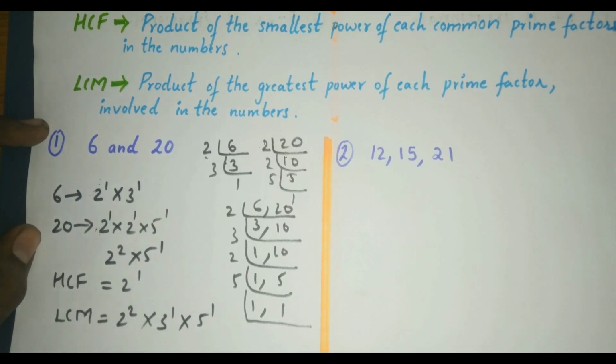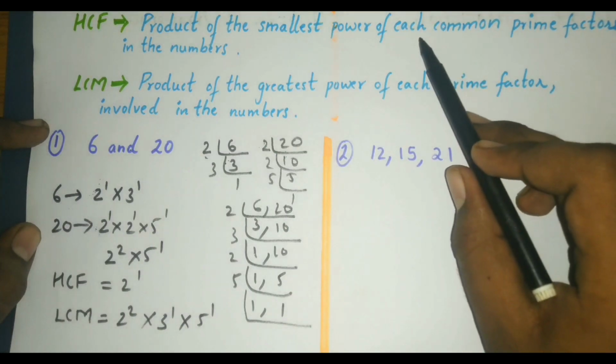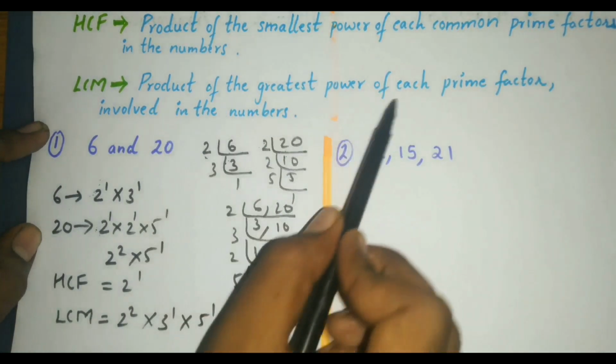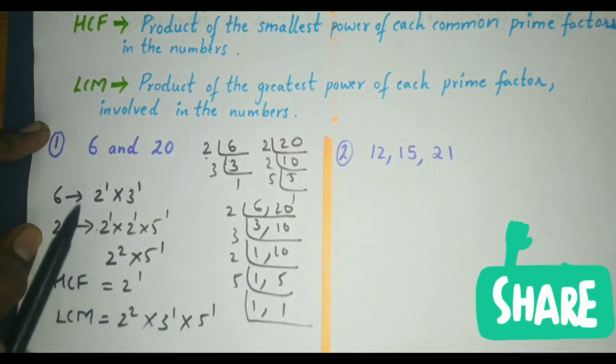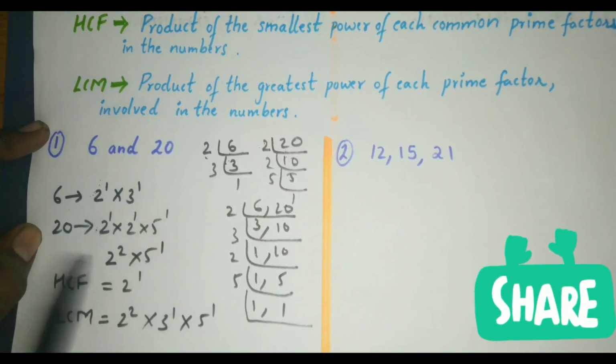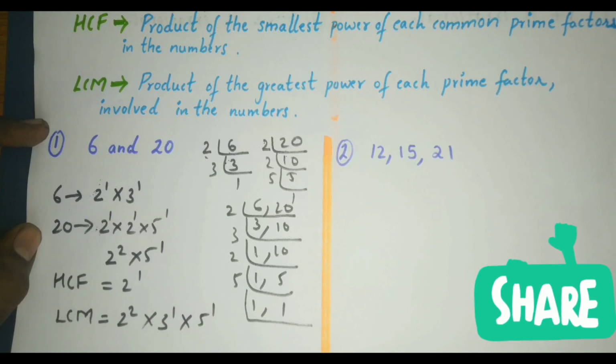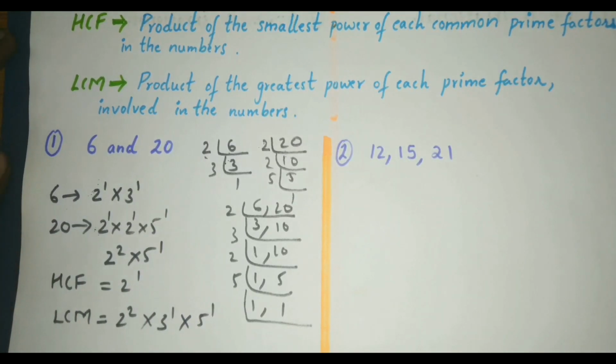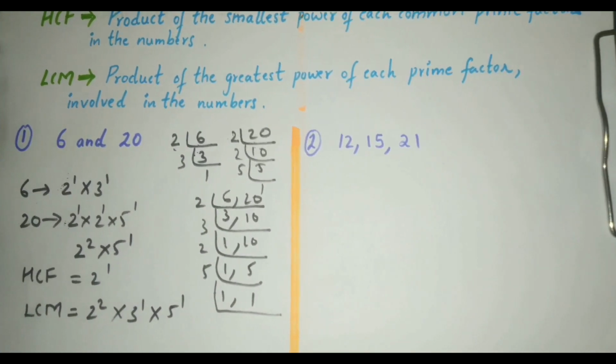So basically in the HCF and the LCM you have to understand that the difference is that in the HCF you have to take each common prime factor, but in the LCM you have to take each prime factor, every one of them, with the greatest power. Fine. Now we are going to the next question so that you can clearly understand.